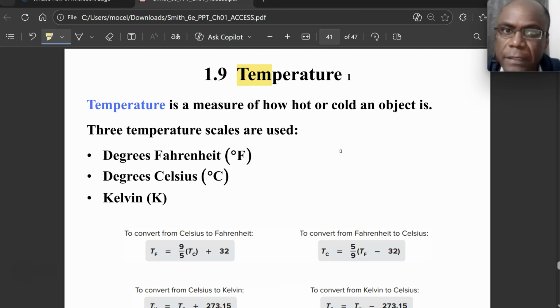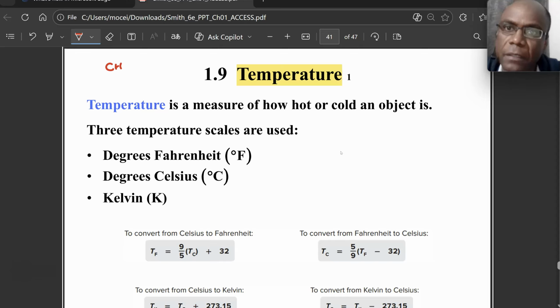Let us now discuss measurement of temperature. Remember, this chapter 1 is on measurement. So what is the learning goal on this section? The learning goal in this section is to be aware of the 3 temperature scales that are used.